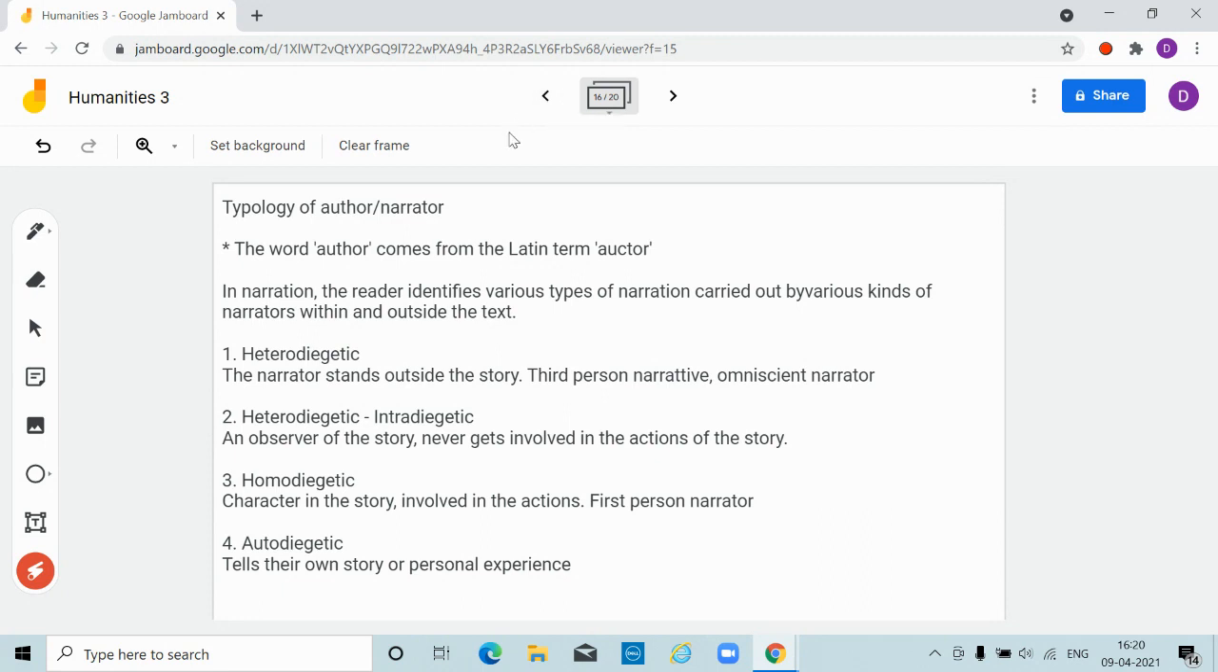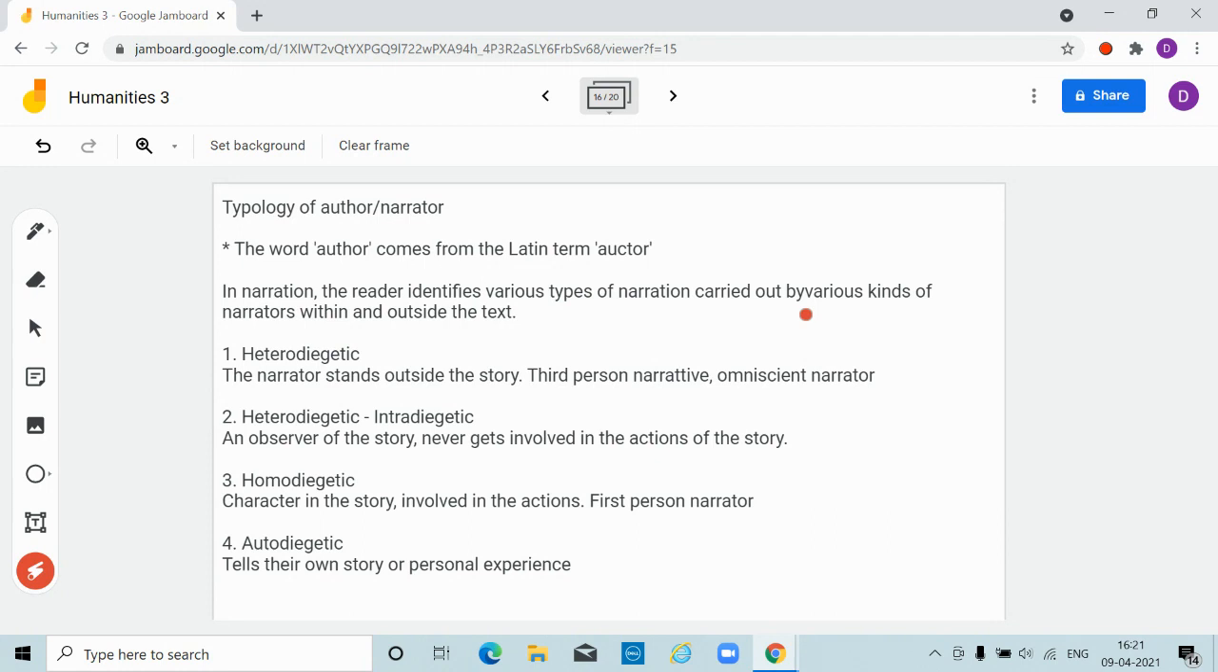Now, we'll take a look at the typology of author or narrator as well. The word author comes from the Latin term auctor. Author, as we all know, is someone who creates a particular work. Now, based on the different modes of narration, there are 8 different modes of narration. In narration, the reader identifies various types of narration carried out by various kinds of narrators.